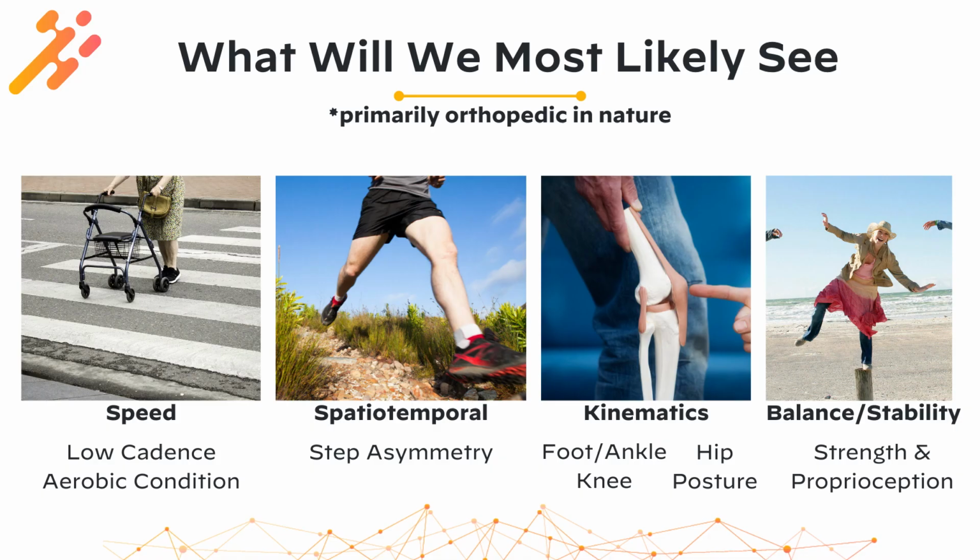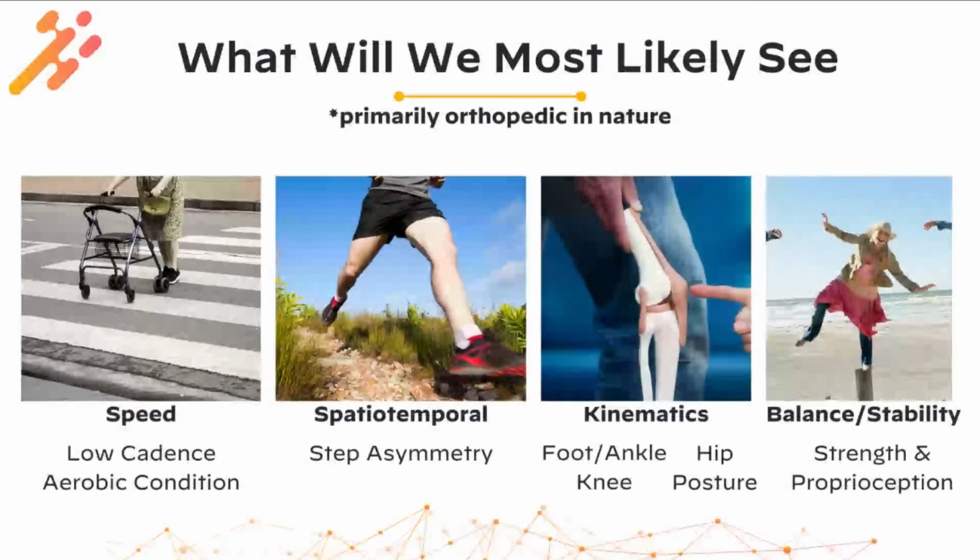And then we started thinking about, well, level one, we really are focusing primarily on an orthopedic group. It's not that these aren't going to transfer to some of the other more neurologic or special population gaits, but we're really focusing on what we can have an impact on from an orthopedic standpoint. So as we look at speed, a lot of times we're going to see contributing factors to this might be a low cadence or aerobic conditioning. When we're thinking about spatiotemporal, a lot of what we're noticing from a deviation standpoint is that they are asymmetrical.